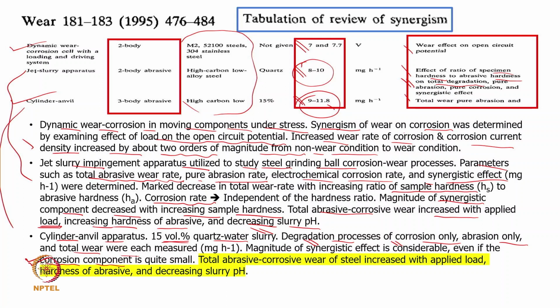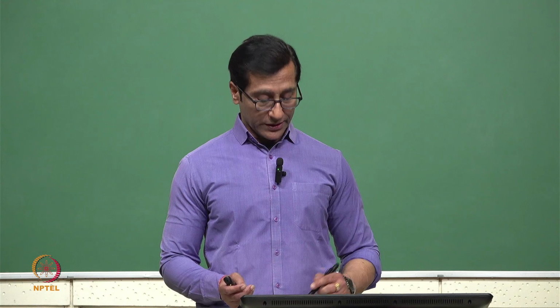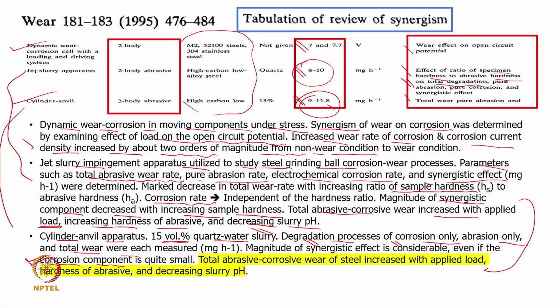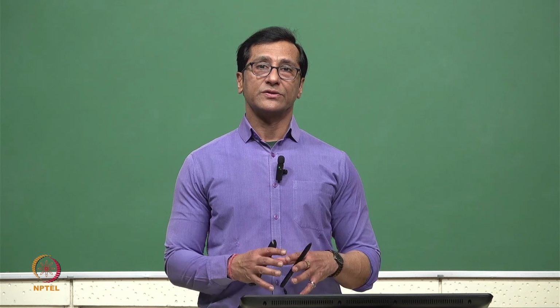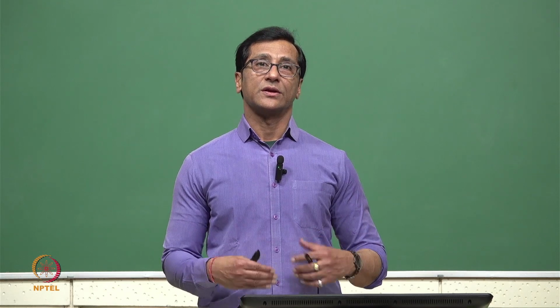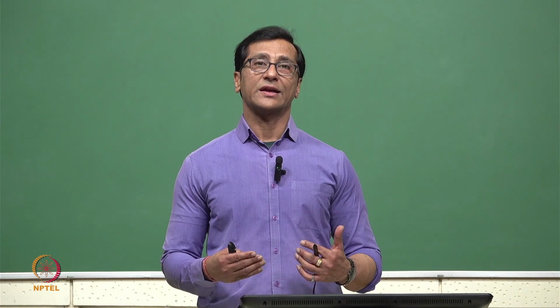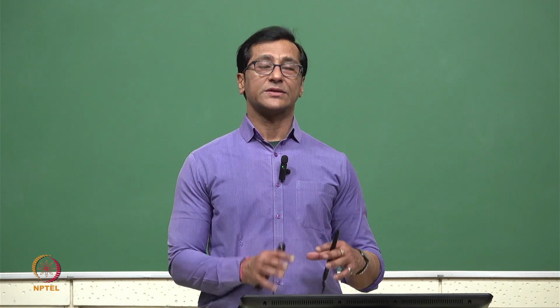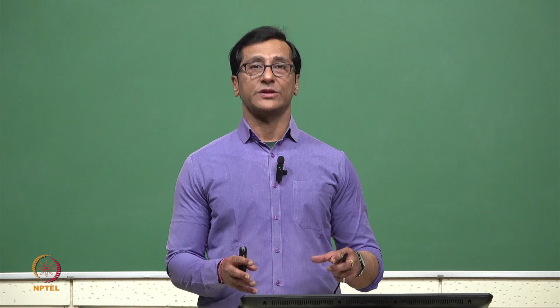So again this question comes, how do we go ahead? Whatever they say in the second paper and third paper, the final comments are the same. Total abrasive wear of steel increases with applied load, increasing hardness of the abrasive material, and decreasing pH level. The only question is that there is a variation in the results, acidic media, alkaline media, but still there is some synergy. Can we break the synergy?